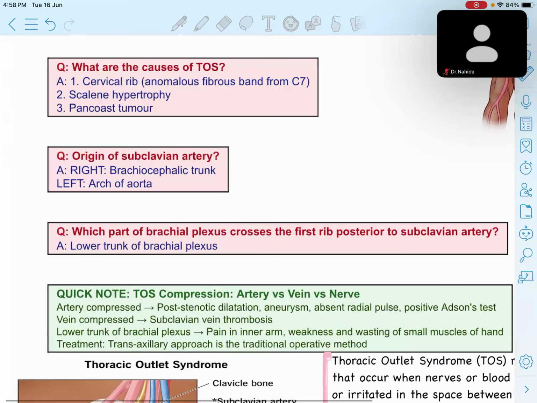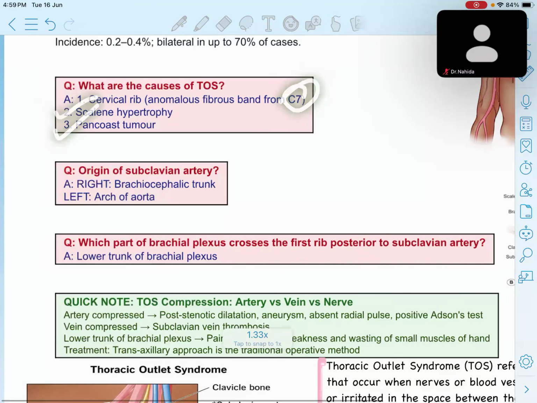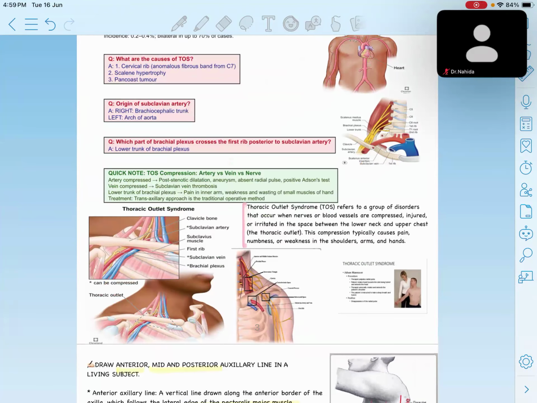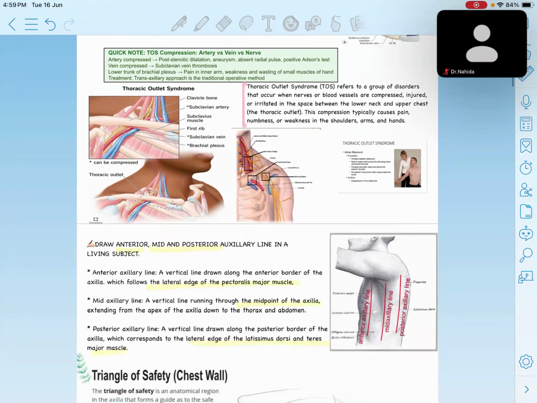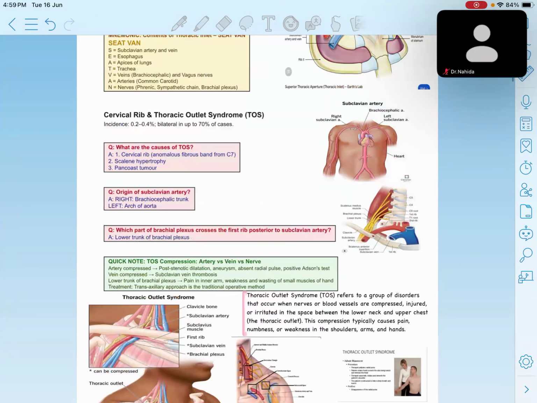What are the causes? This is a very important recall question actually. Causes: cervical rib, anomalous fibrous band from C7, scalene hypertrophy, and Pancoast tumor. What is Pancoast tumor? Pancoast tumor is a bronchial carcinoma, and we will get another question from it. Then I will show you the image.